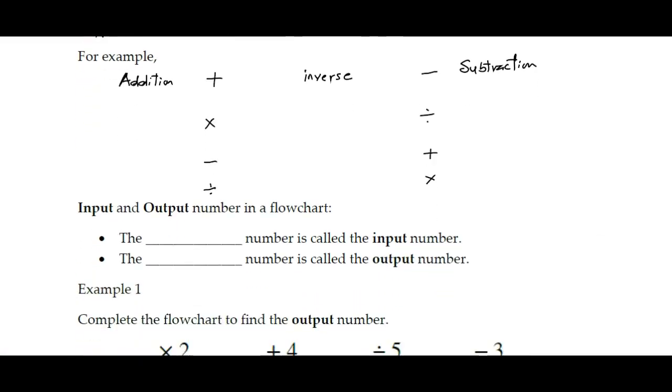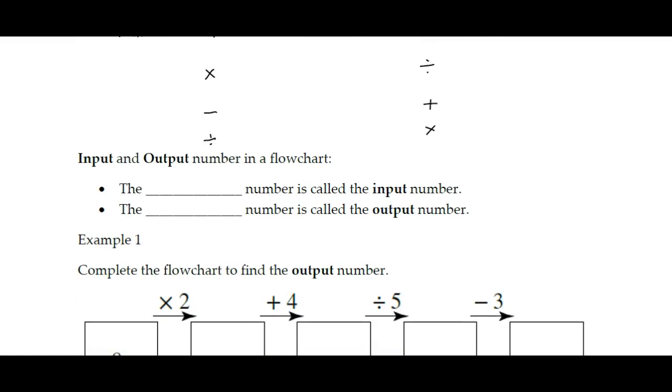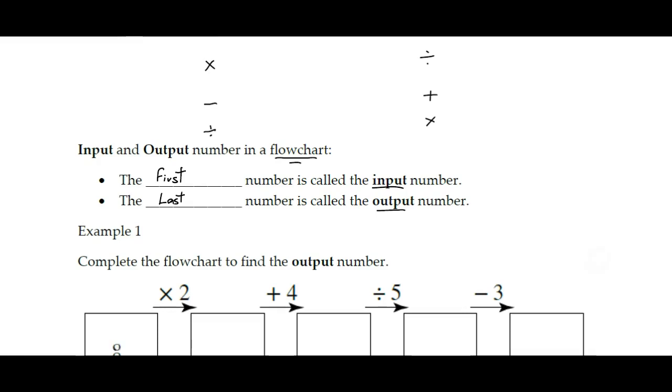Now we're going to learn about a couple more terminologies before we get started with some examples. So input and output number in a flowchart. We're going to look at some flowcharts today. So what's an input number? The first number in the flowchart is what we're going to call the input number, and the last number in the flowchart is what we're going to call the output number. So the first number is called the input number, the last number is called the output number. So let's start with our first example.